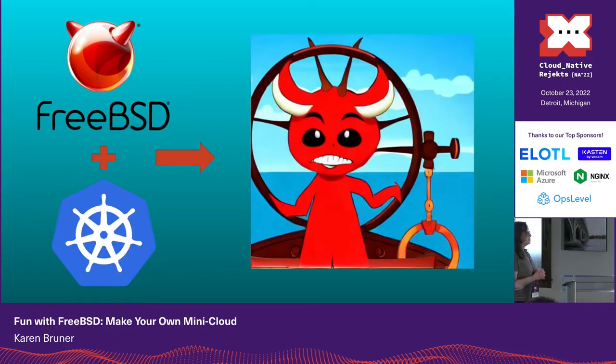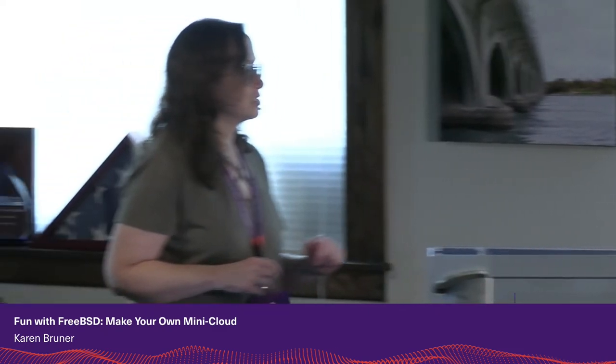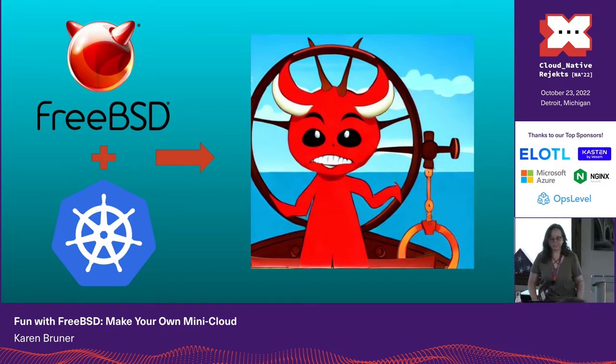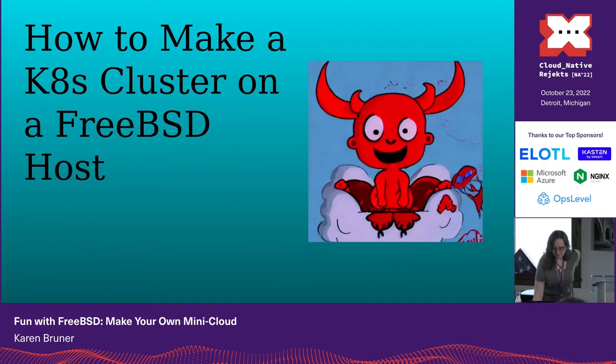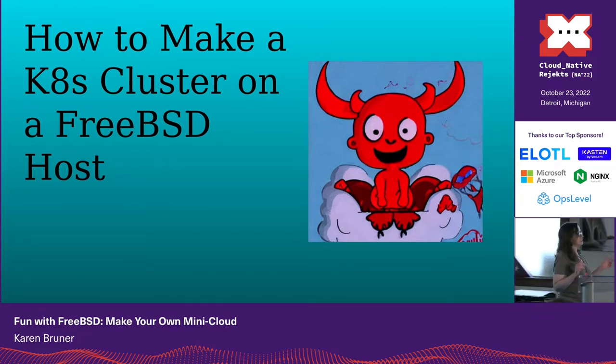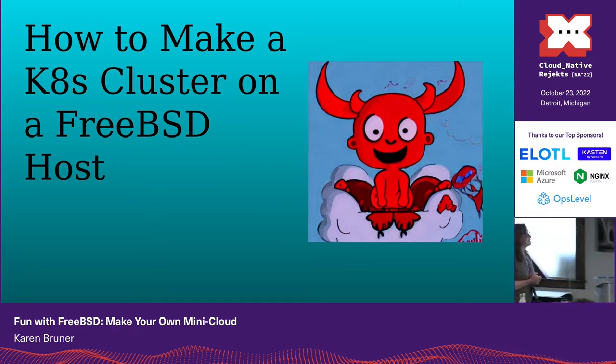And then if you have FreeBSD plus Kubernetes, you have a really, this was from Stable Diffusion, which turned out pretty well. You have the FreeBSD daemon. If you don't know that, that's similar to the logo, the red happy FreeBSD daemon, and it's at the ship's wheel. So how do you, this is another Stable Diffusion. It's a happy little FreeBSD-ish daemon on a cloud. So how do you make a Kates cluster on a FreeBSD host?